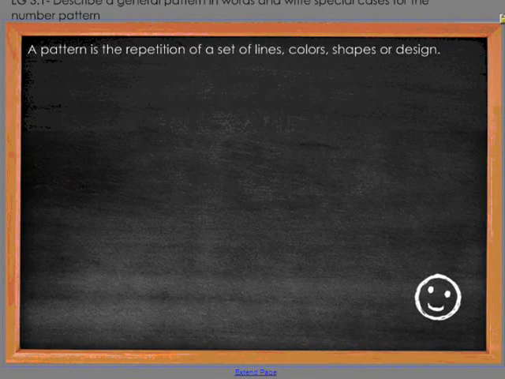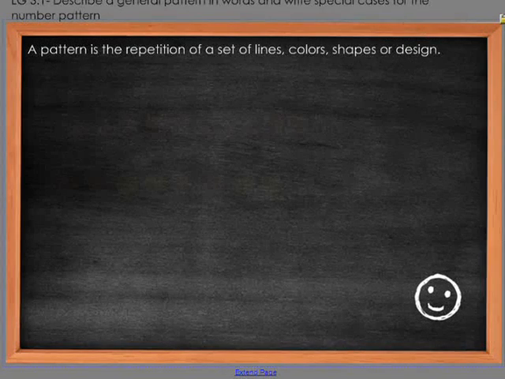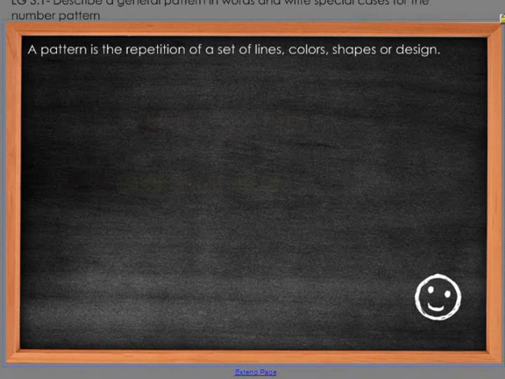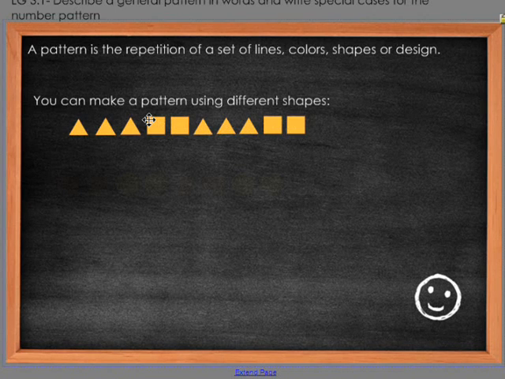Alright, we're going to get started by just talking about what a pattern is. A pattern is the repetition of a set of lines, colors, shapes, or designs. A pattern you might recognize would be with shapes, and you've done things like this since kindergarten. We have 3 triangles, 2 squares, 3 triangles, 2 squares. That would be a pattern.